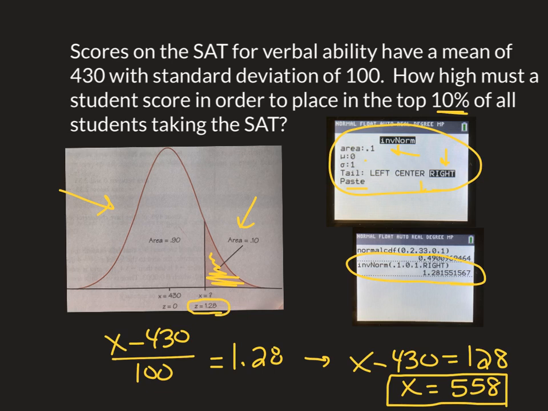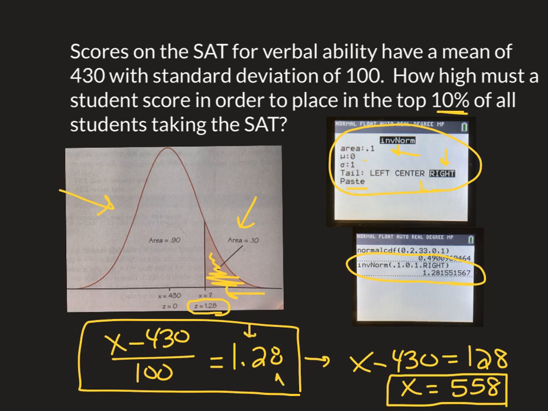But what I need is the x value that goes with the 1.28. So I'm going to do the z-score thing backwards. I did my z-score formula right here, making it equal 1.28 because that's the z-score. What I need to know is what score produces that z-score, so I left the x there. I multiplied both sides by 100, and then I moved the 430 over and got 558. Just solve the equation for x. So it would take a score of 558 to be in the top 10% of everybody taking the SAT.